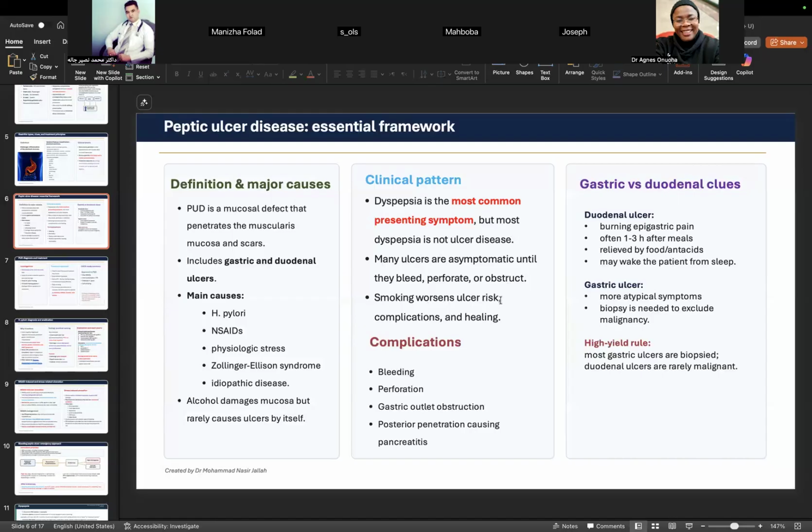Smoking worsens the ulcer. What does it mean? It means if I know this but do not include it in my consultation, it is going to be a huge loss for me in terms of score. So I cannot forget about alcohol and smoking. I have to cover the social history. I cannot forget it in history taking while I'm doing the consultation. Okay, very important point.